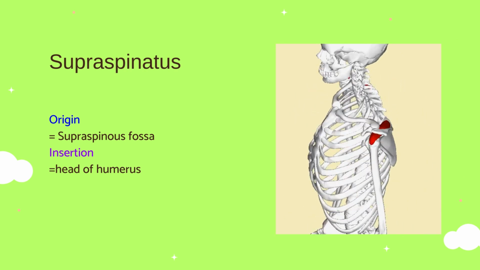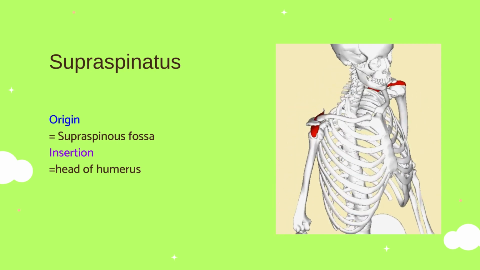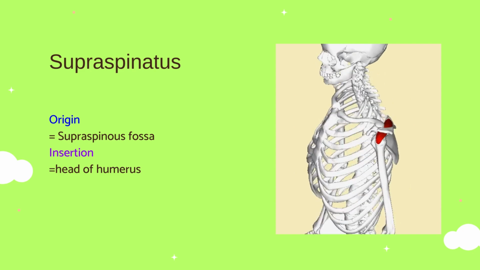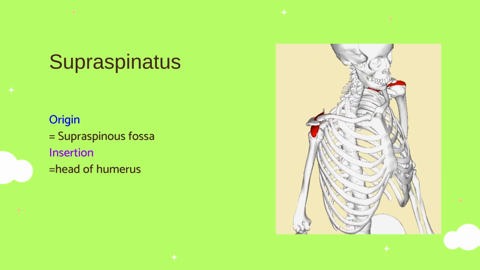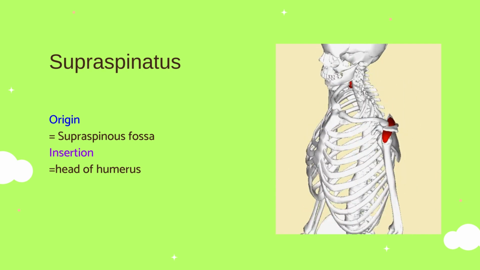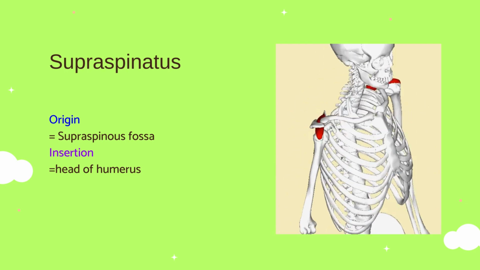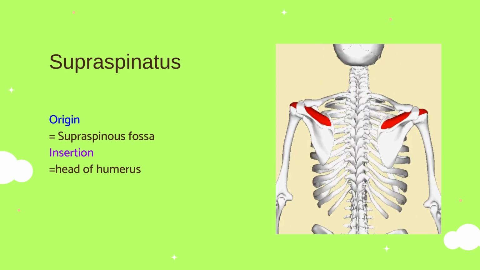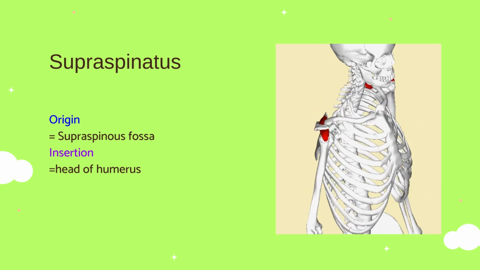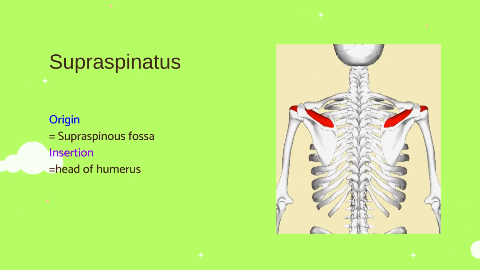It plays a crucial role in stabilizing the shoulder joint and initiating the movement of shoulder abduction. The supraspinatus muscle originates from the supraspinous fossa, which is a depression on the posterior aspect of the scapula above the spine of the scapula. It inserts onto the greater tubercle of the humerus, which is a bony prominence on the lateral aspect of the proximal humerus.